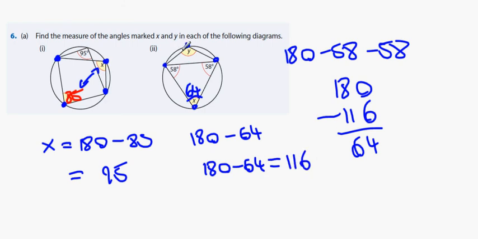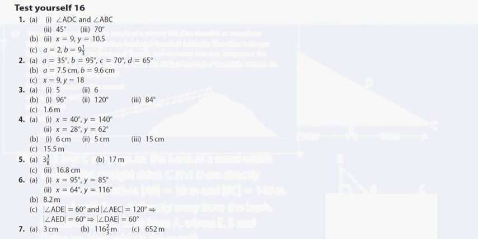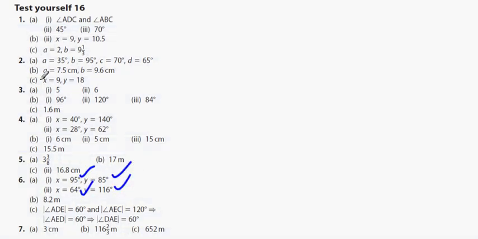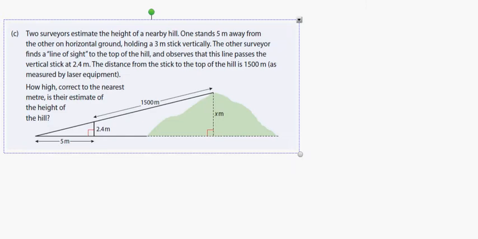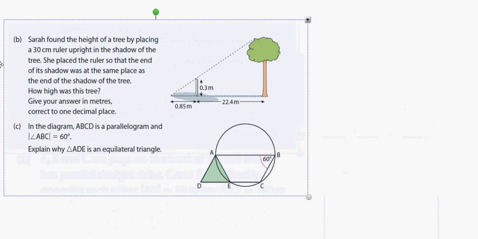Okay, so this here is 116. So X is 64, Y is 116. So let's see if we're right with this one. 116 is 64, 95 and 85. So we're correct there, okay? Next question. B.